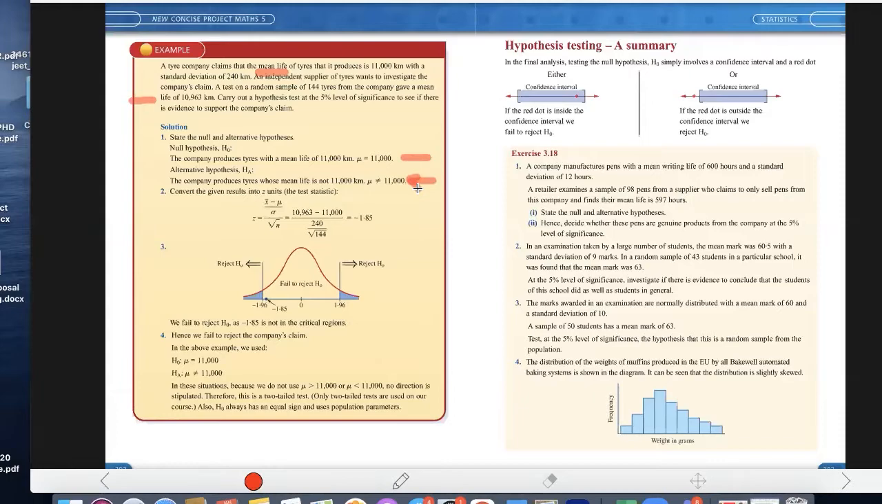That's what I mean by writing it so that all scenarios are covered. Because if you wrote that it's less than 11,000, then what would happen if you found a value that was greater than 11,000? You wouldn't be covered. So basically it is 11,000, or it is not 11,000.